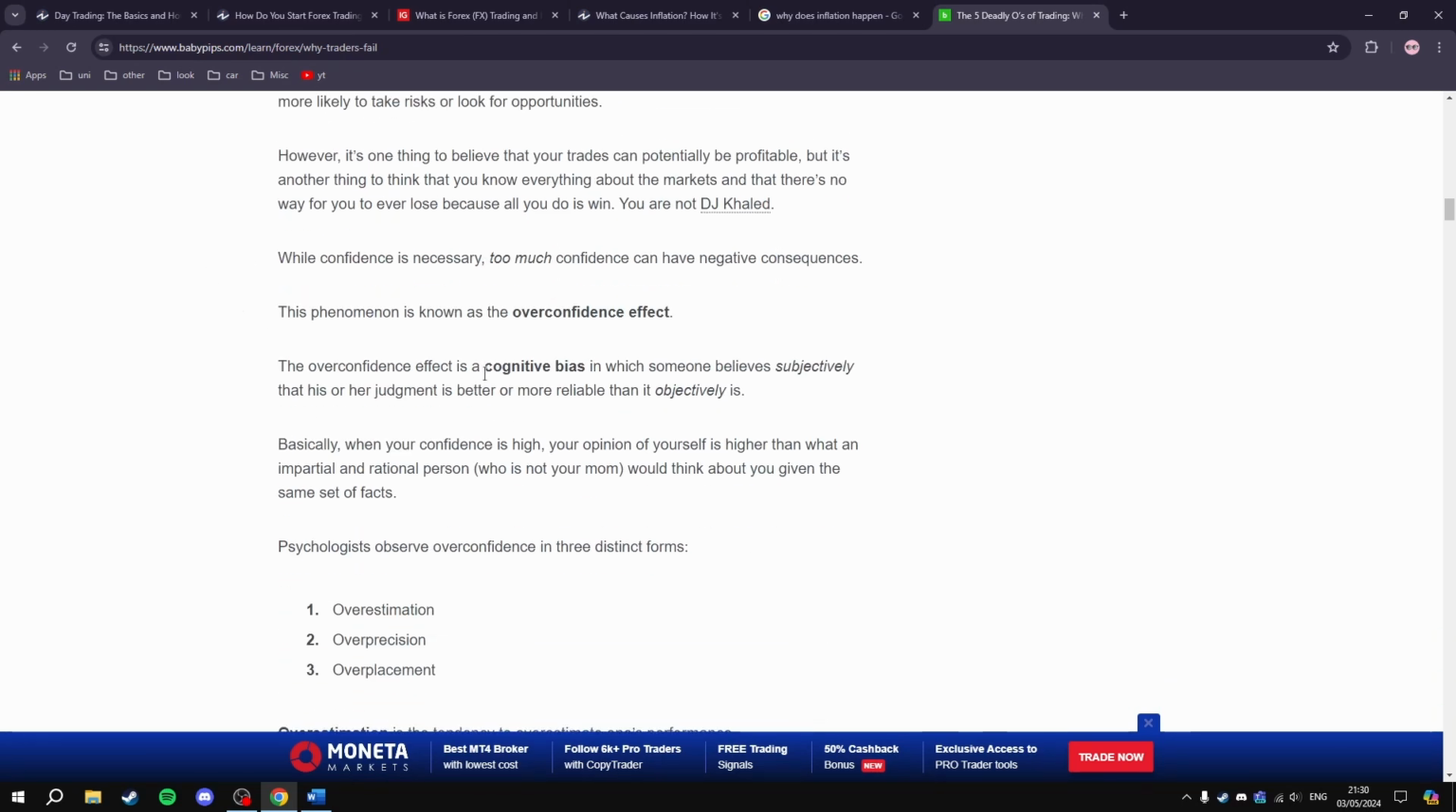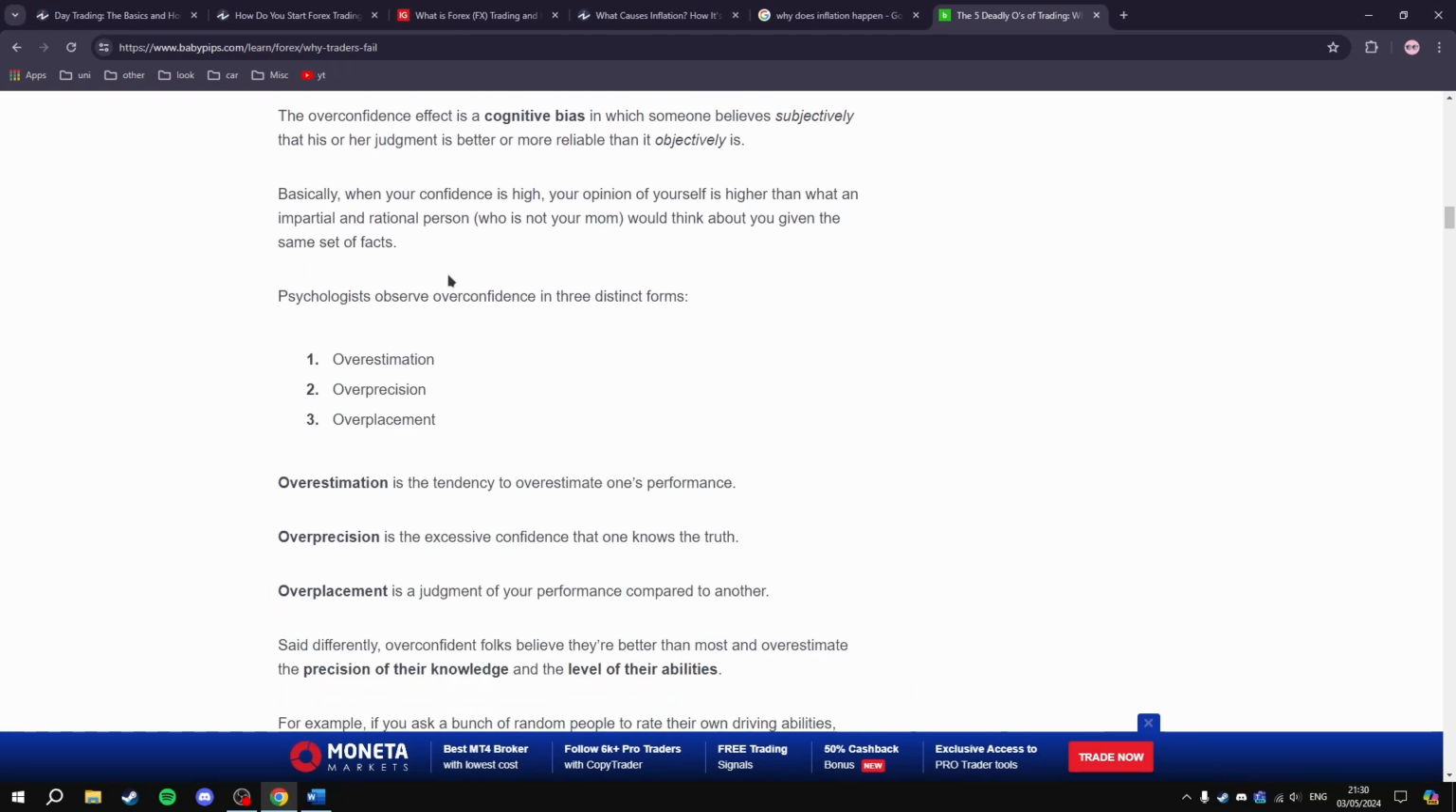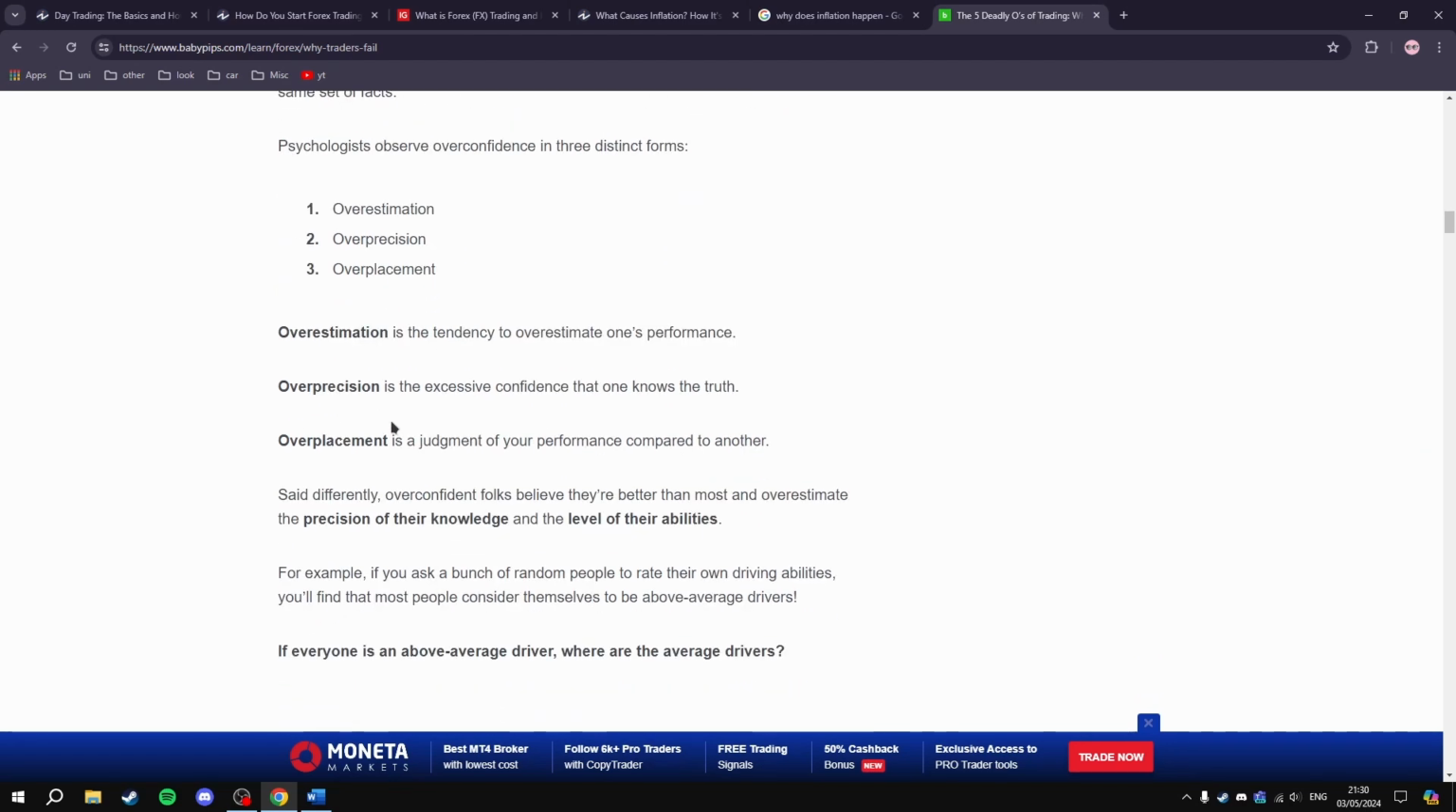Overconfidence effect is a cognitive bias in which someone believes subjectively that his or her judgment is better or more reliable than it objectively is. Overconfidence is observed in 3 distinct forms: overestimation, overprecision, overplacement. Overestimation is a tendency to overestimate one's performance. Overprecision is the excessive confidence that one knows the truth, and overplacement is a judgment of your performance compared to another.